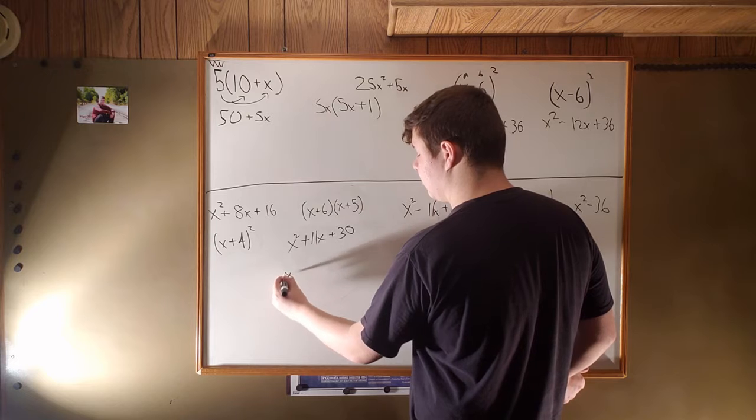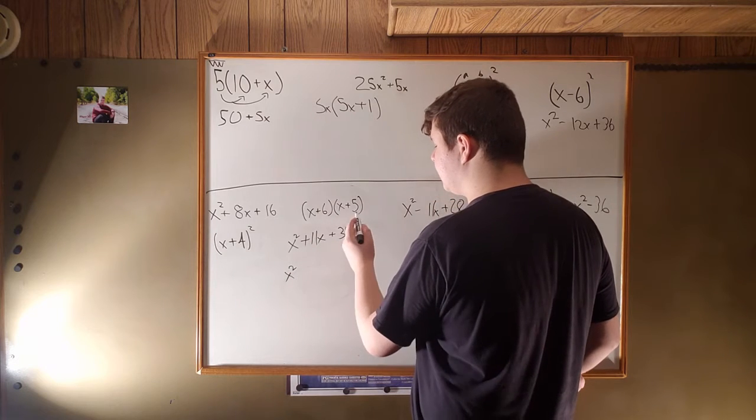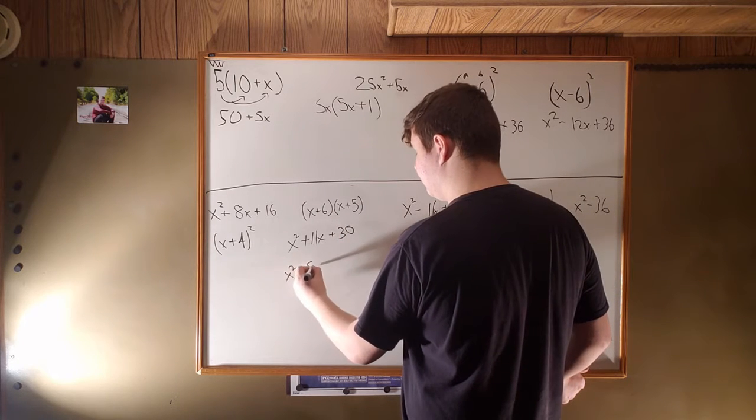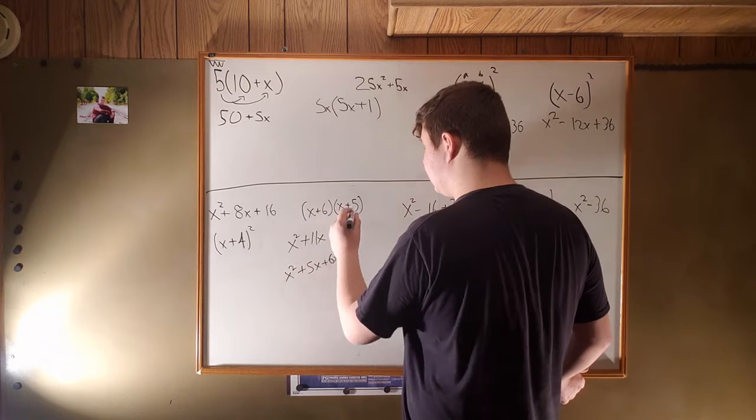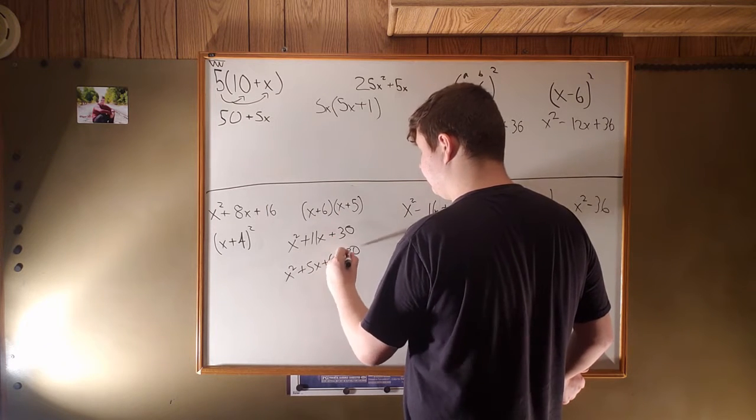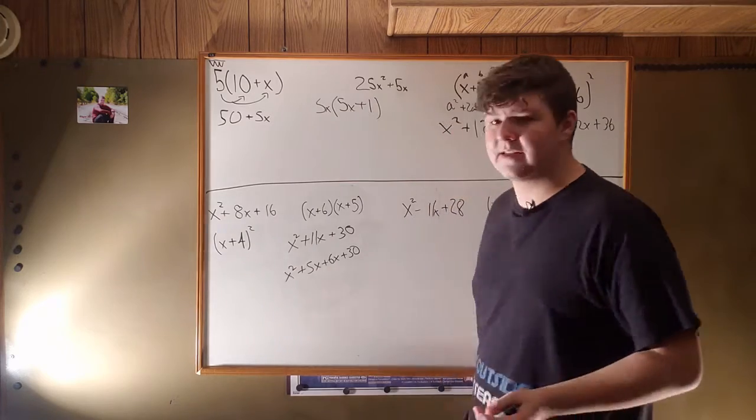If we were to do this the long way, you'd see that this is right. X times x is x squared. X times 5 is 5x. 6 times x is 6x. And 6 times 5 is 30. Combine like terms and you get the same thing.